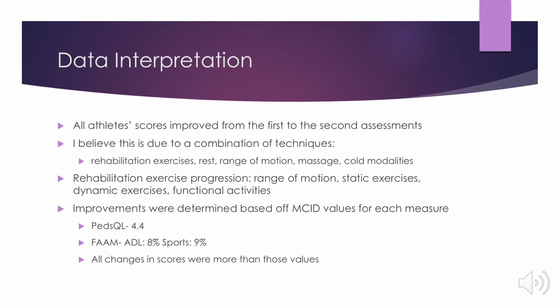Improvements were determined based off the MCID values that we discussed earlier that I pointed out. So the PEDS QL MCID is 4.4. The FAAM ADL subset is 8%, and the sports subset is 9%. So all changes in all of those scores that were on the past two charts are more than those values, which means that they were clinically significant improvements.